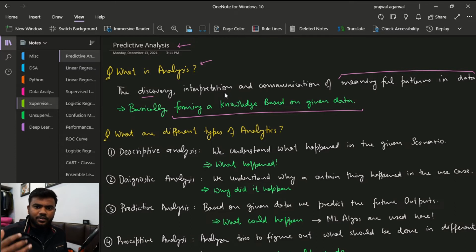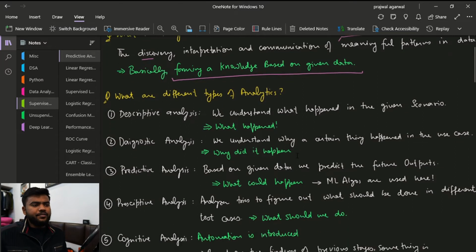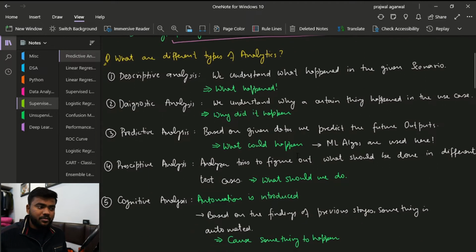You can also relate it with when you are trying to analyze a situation or something. You are trying to figure out what is happening. Okay, now what are different types of analysis when we are talking about data? In general, we have 5 types of analysis, and in the course of this machine learning, we will be discussing only the predictive analysis, but we will discuss everything now.